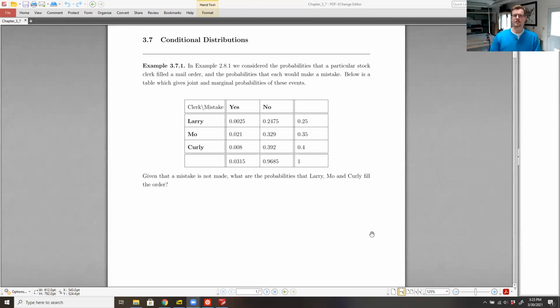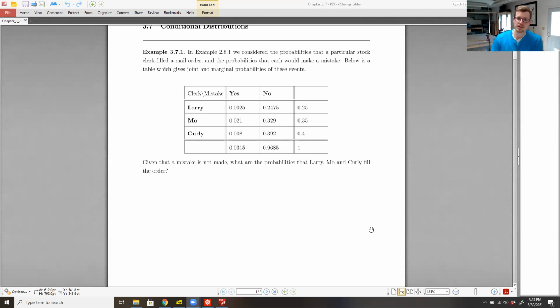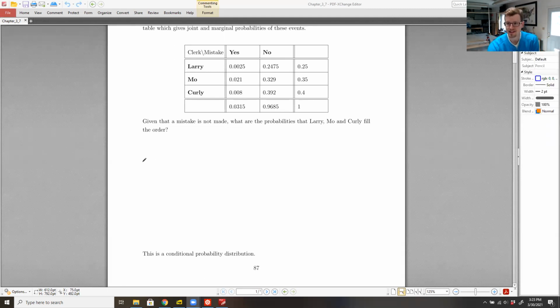So we're returning back to the same example that we considered in section 2.8 and that we again considered in sections, I think, 3.4, 3.5, and 3.6. Here we are visiting that same example again. We have the clerks who are filling orders, and they're making mistakes or they're not making mistakes. Given that a mistake is not made, we want to find the probabilities that Larry, Mo, and Curly fill the order. We can find those individual probabilities exactly the same way that we have been. There's nothing different about that.